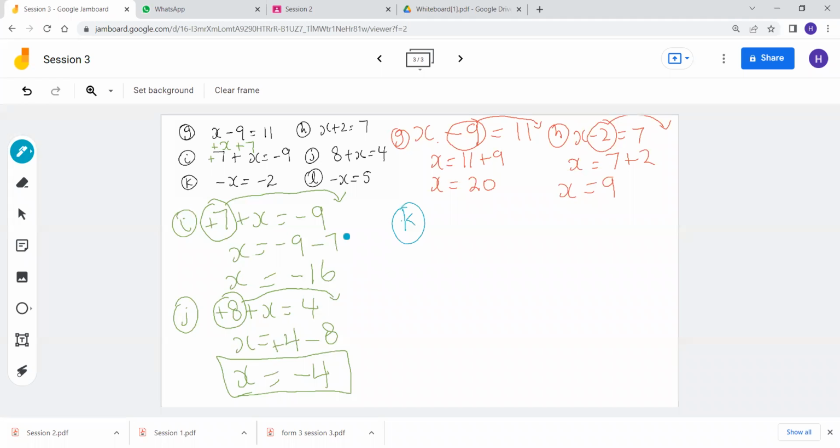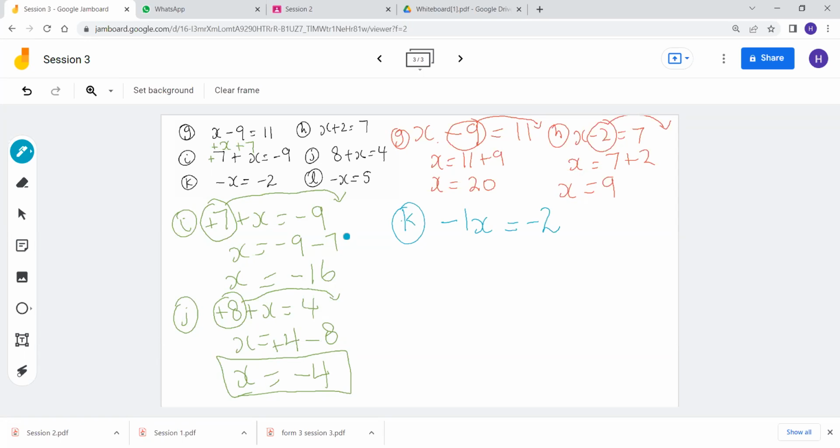Part K here, minus x equals minus 2. I want you to understand something here: minus x is the same as minus 1x. So I'm writing minus 1x, because we know that when something has no visible coefficient, it's understood to be 1. So minus 1x is equal to minus 2.